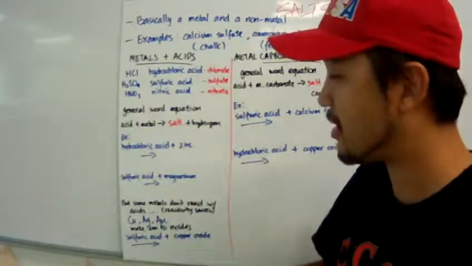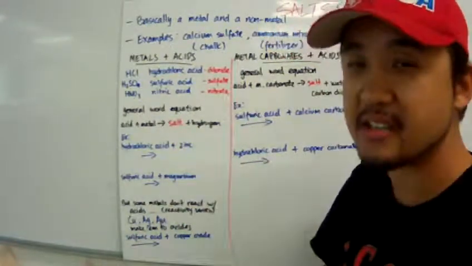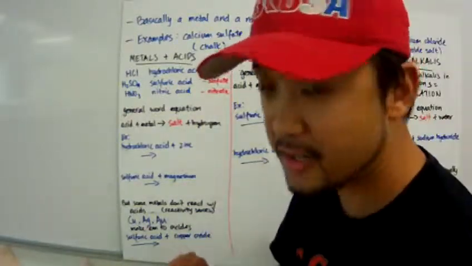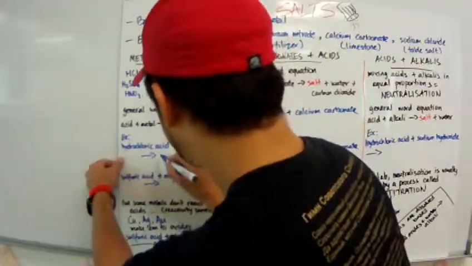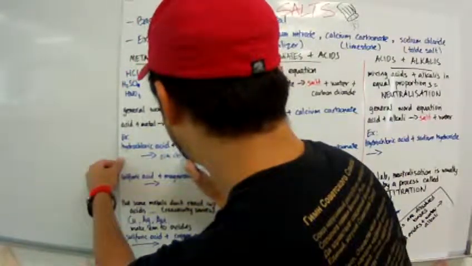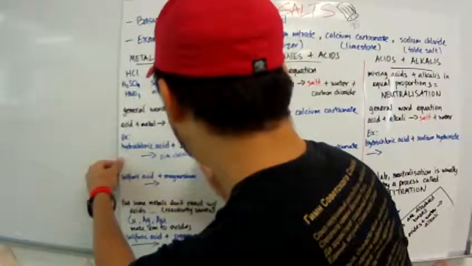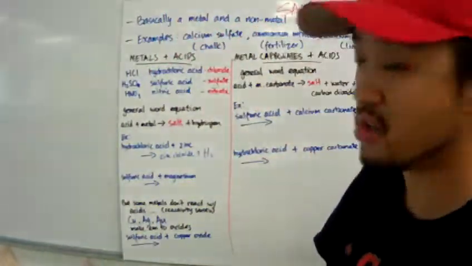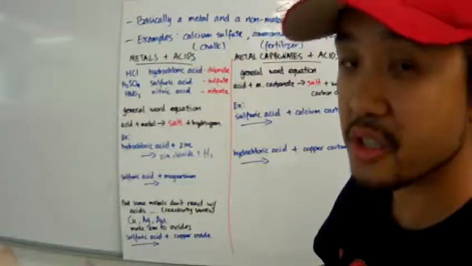So here are a couple of examples. Hydrochloric acid and zinc. Well, what you get is zinc chloride and hydrogen. I'm just going to shortcut this to write H2. Zinc chloride is your salt.